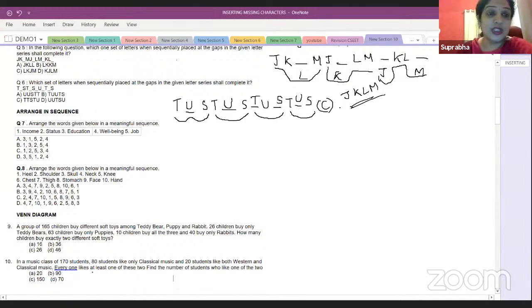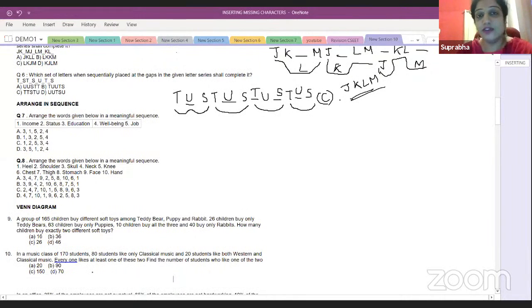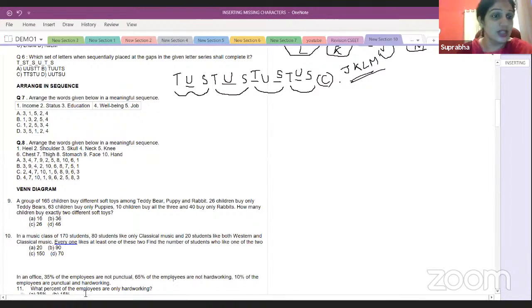You have to arrange the words given below in a meaningful sequence. So how do you arrange it? First one is income, status, education, well-being, and job. So question number 7. Surabhi, Diksha, Shubham, good. Rest of them, Hitesh, good. Srujan, good, wonderful. Kushi, Namrata, all have given me the correct answer. Ruchita, check up your answer. Nishant, good. Shayan, yes.